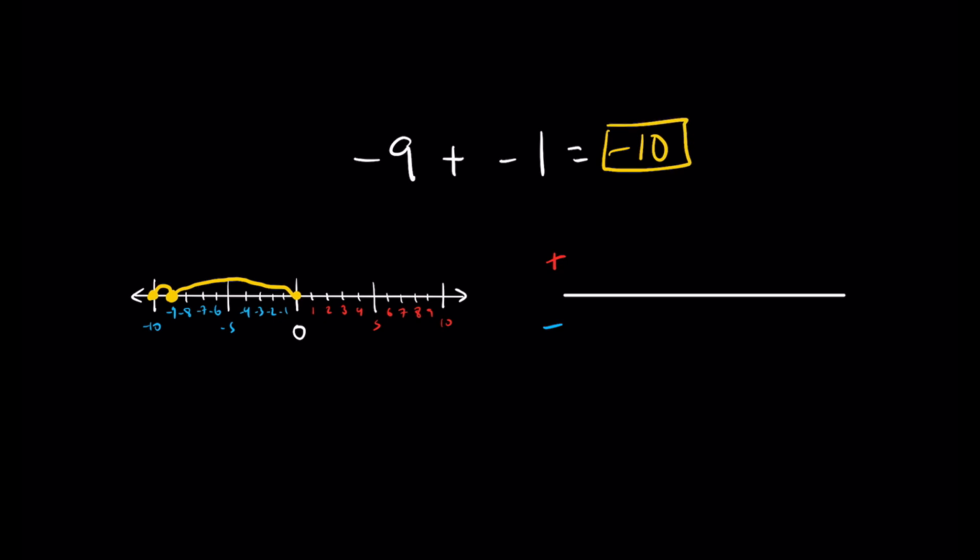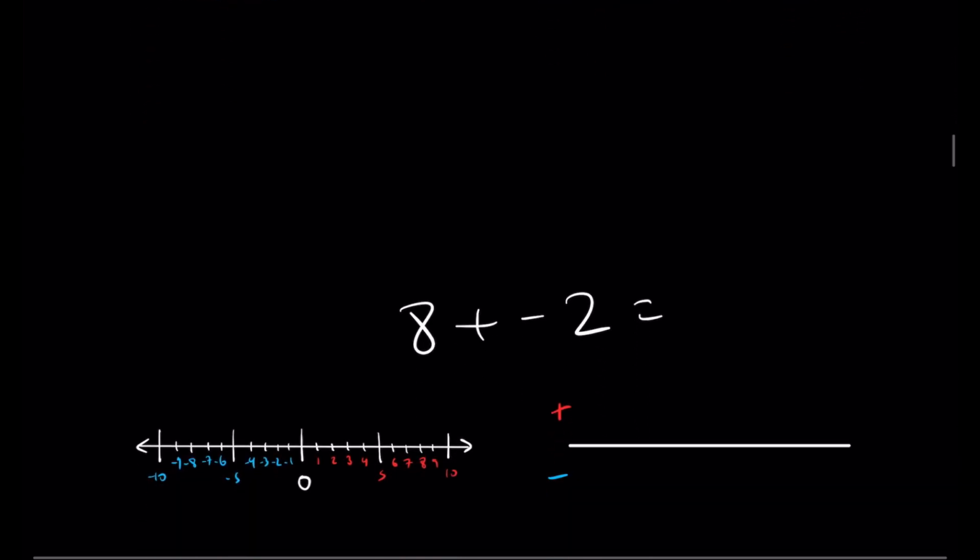If we wanted to use this positive negative line divider thing here, well, I have 9 negatives. So 1, 2, 3, 4, 5, 6, 7, 8, 9. And then I have an additional 1 negative, which I'll add there. And that gives me 10 circles here. And since they're in the negative zone, it's going to be -10.